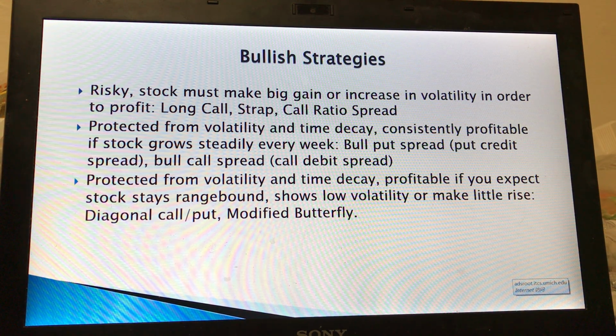The third category is strategies that are protected from volatility and time decay, and can be especially profitable if you expect the stock to stay bounded to a range, show low volatility, or make a modest rise. These are the diagonal call and put and the modified butterfly, where your maximum gain at expiration is fixed to one point. It should be the point where you expect it to expire.